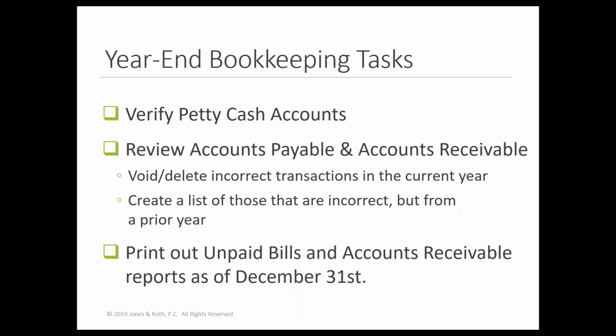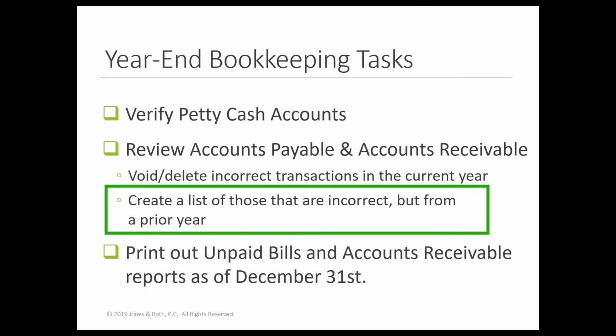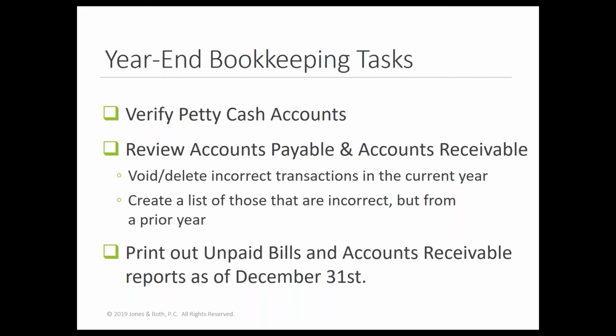Just as with invalid checks or credit card transactions, you can delete or void unwanted AP and AR transactions that are in the current period. For transactions dated in a prior year, make a list with a note as to why they should be voided and give this to your accountant. They will make the needed adjustments when preparing your tax return. After review of your AR and AP accounts, print out detailed unpaid bills and open accounts receivables reports for your accountant.